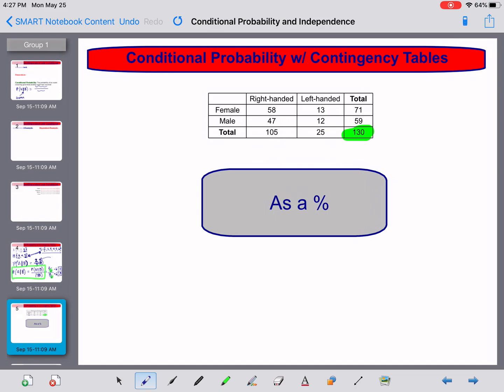Each one of these boxes, all 4 of those individually, are called joint probabilities, which should make sense because we're joining right-handed and female. That's the 58, so that's a joint probability. Left-hand, female, and all those total. All of them together is called a joint probability distribution, because it's distributing the total 130, because if I add 58, 13, 47, and 12, I get the total 130. So this is jointly distributing the probabilities of each that's going on.